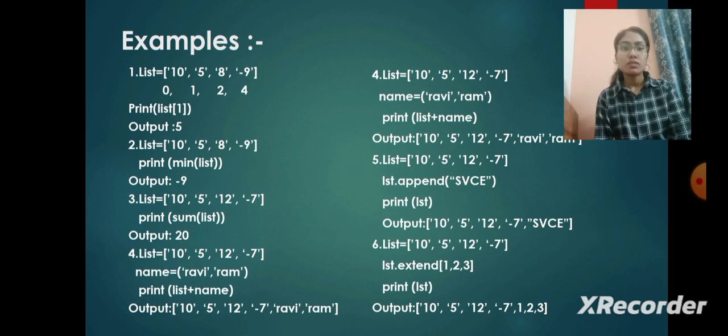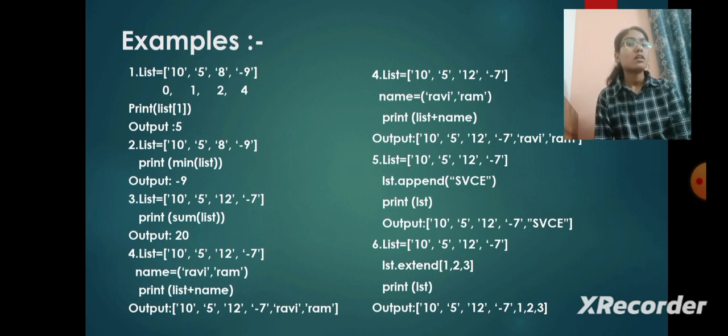And the fourth one is the list, and the second line is name equal to Ravi and Ram, and print list plus name, that is the first list and name, and we get the concatenation of the first and second lines. In the output we can see 10, 5, 12, -7, Ravi and Ram. The fifth one is list equal to 10, 5, 12, minus 7, and name is Ravi and Ram. It is the same as the fourth one.